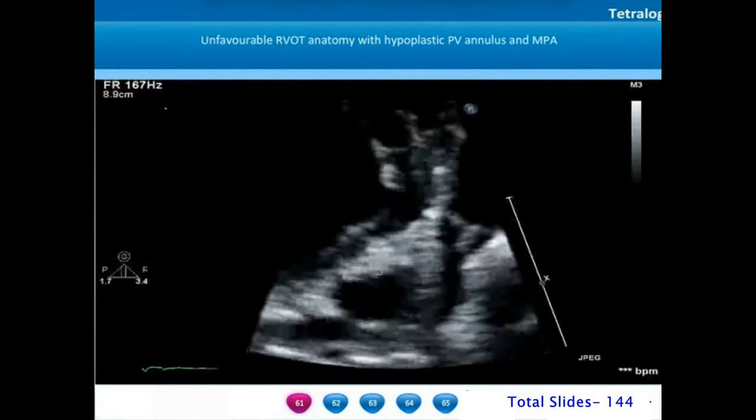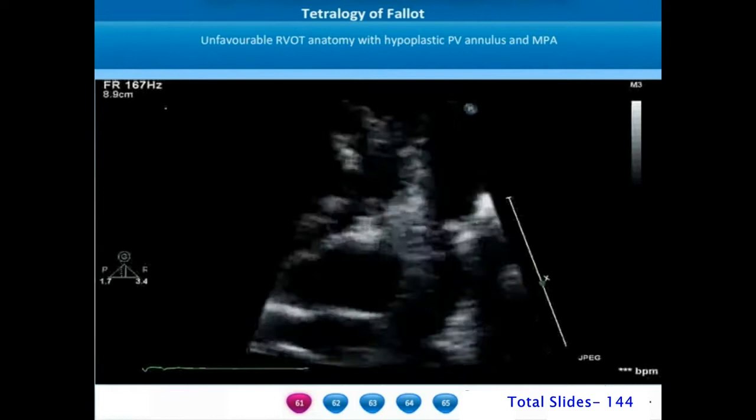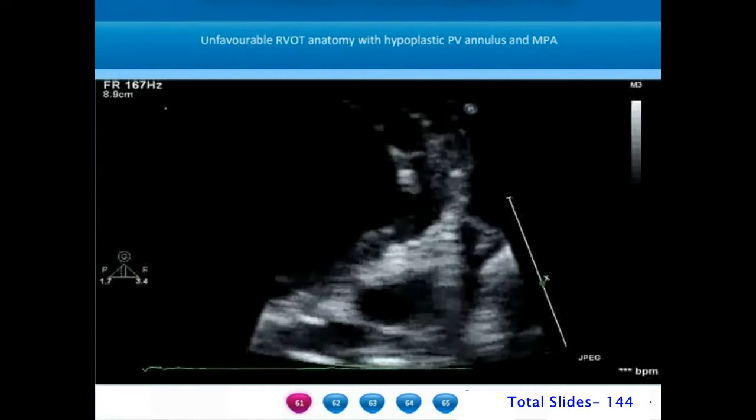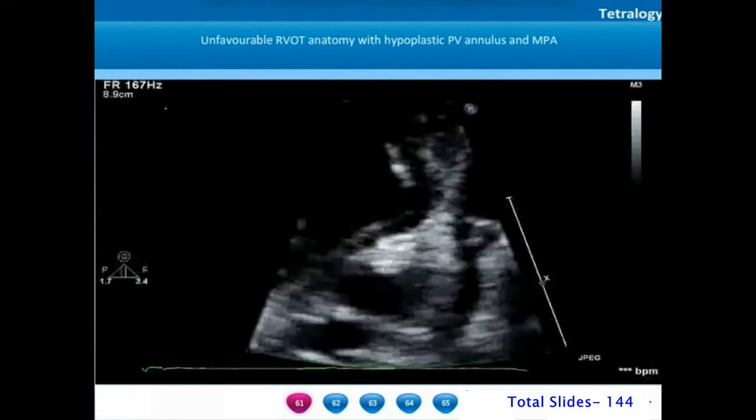When there is a diffuse narrowing of the pulmonary annulus, main pulmonary artery and the branch pulmonary arteries, it is considered to be an unfavorable right ventricular outflow tract anatomy. The hypoplastic pulmonary arteries are a significant risk factor in the final outcome after tetralogy of Fallot total correction.